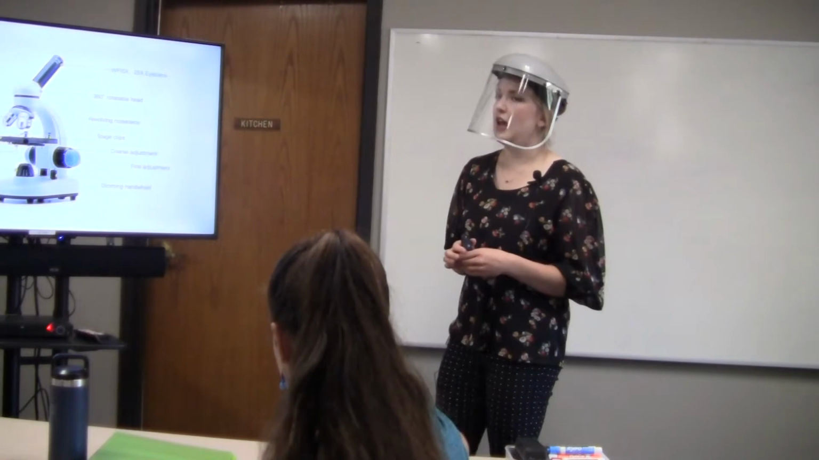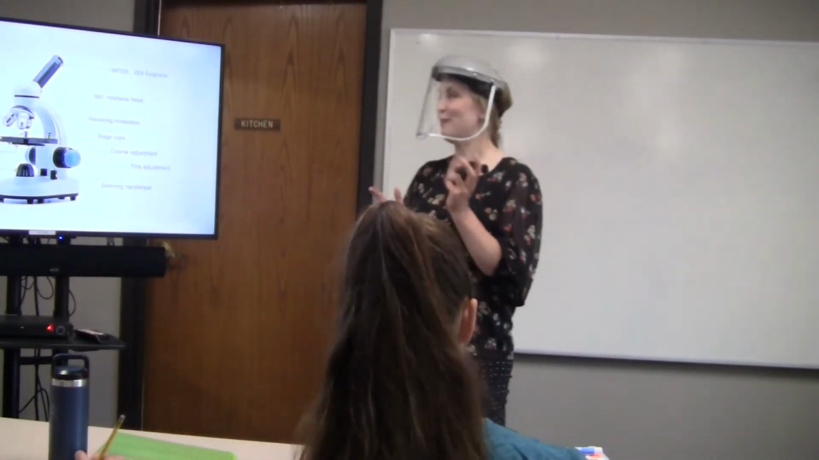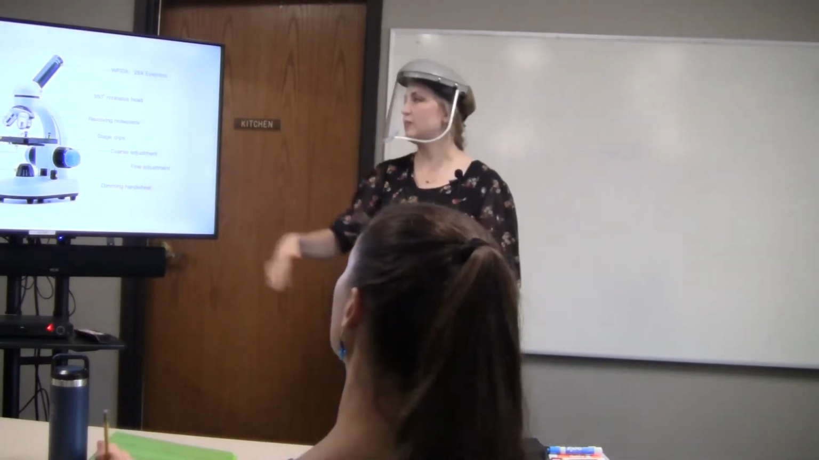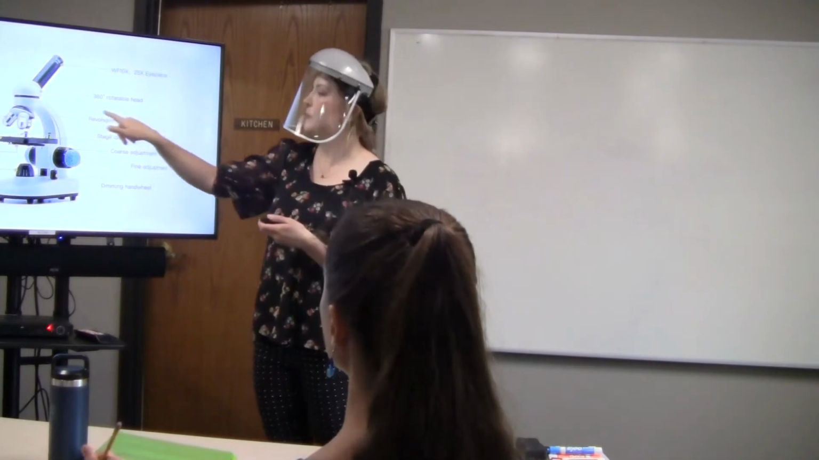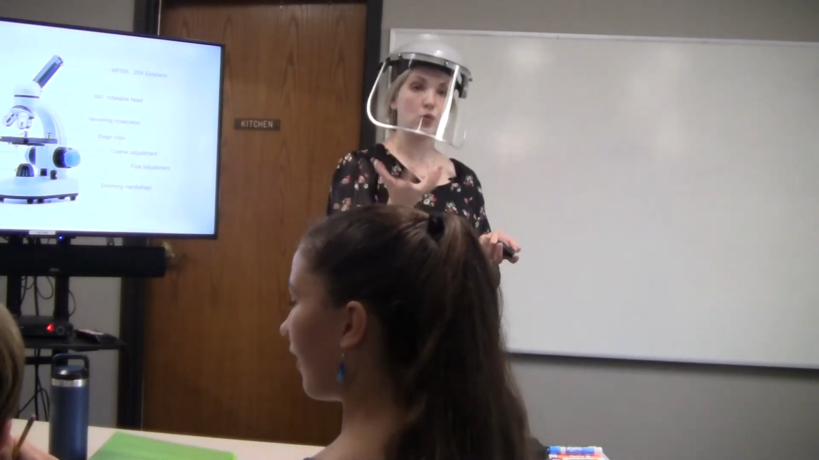So a microscope is going to have an eyepiece. That's where your eye is going to go. That's what you're going to look out of. So it's well named. Sometimes they rotate, sometimes they don't, depending on the microscope. The nose piece here is going to be what contains all the lenses, and that's going to rotate.